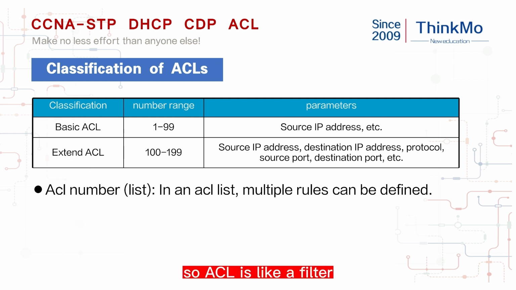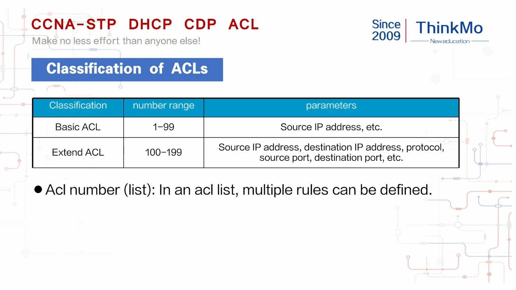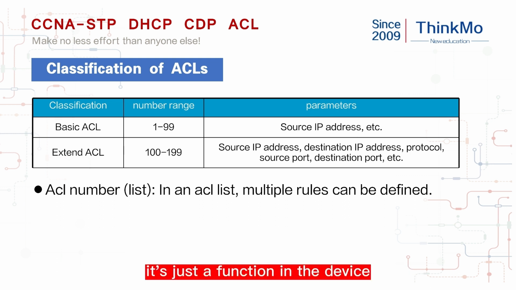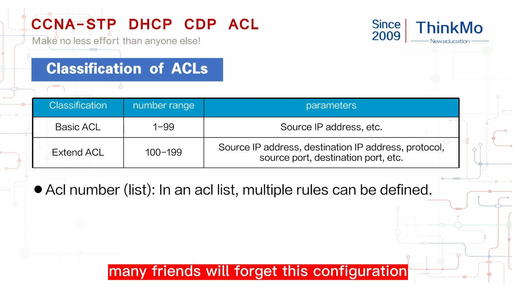So ACL is like a filter. Different filters can be used for different data. It's just a function in the device. We can't talk about configuration today. Let's start with some basic questions. There is only one relatively difficult knowledge point in ACL. It is to apply the hook under the interface. Many friends will forget this configuration until the end.